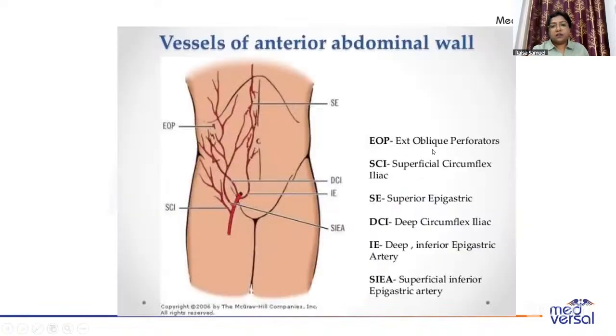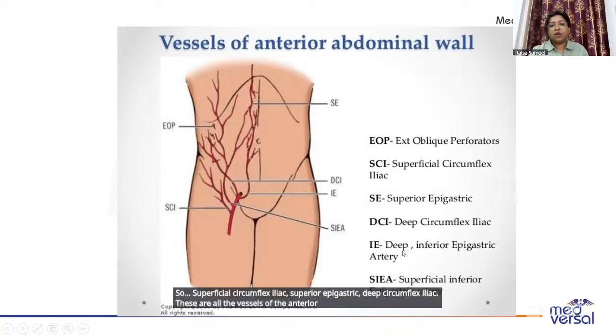So superficial circumflex iliac, superior epigastric, deep circumflex iliac, these are all the vessels of the anterior abdominal wall. Deep inferior epigastric artery, superficial inferior epigastric artery. These are all the vessels of the anterior abdominal wall.